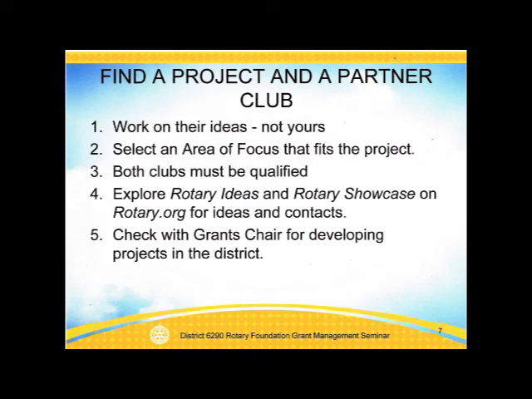A successful global grant requires a relationship between your club, the international club, and a club in the country where the project will take place, the host club. It is better if your host club generates the project done in their own backyard. Think about how you would feel if someone came from a foreign country and told you what you need to do in your own community.